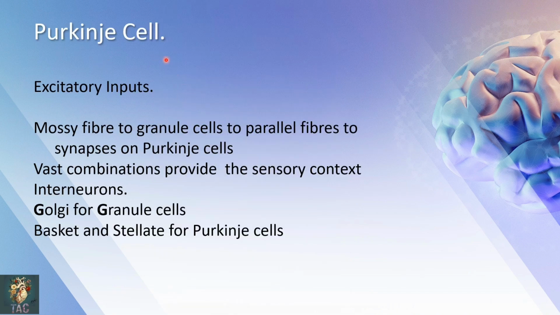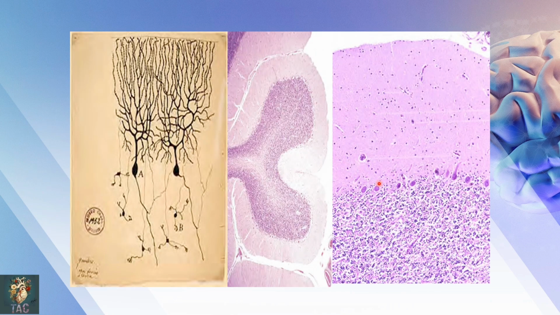Now, the Purkinje cells have excitatory input, the mossy fibers to granule cells to the parallel fibers which synapse on the Purkinje cells. Vast combinations provide sensory context. Interneurons: the Golgi cells are interneurons for the granule cells, and basket and stellate cells are interneurons for the Purkinje cells. These are again another H&E stain section of the cerebellar cortex.